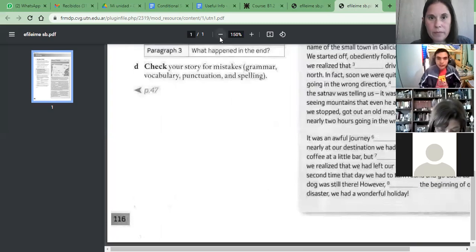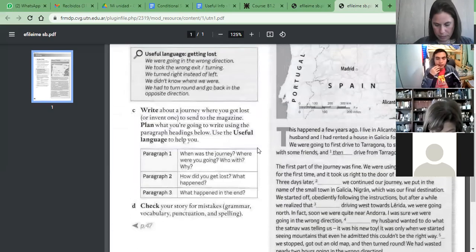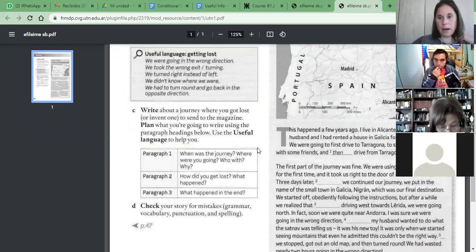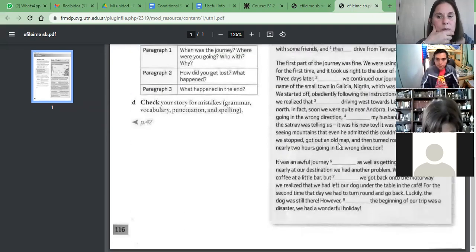So people, there was an awful journey because as well as getting lost, when we were nearly at our destination, we had another problem.